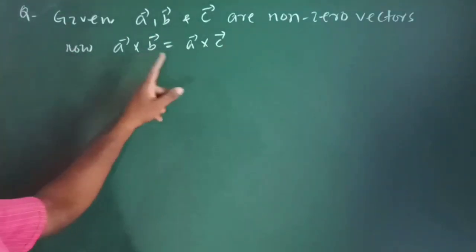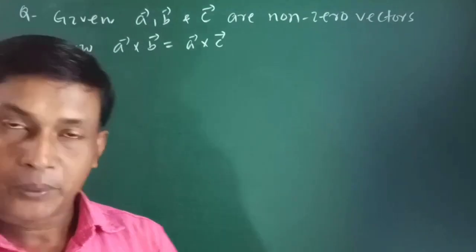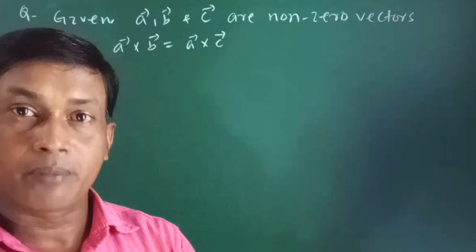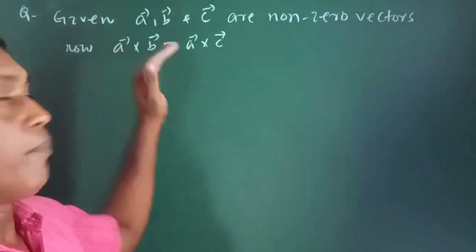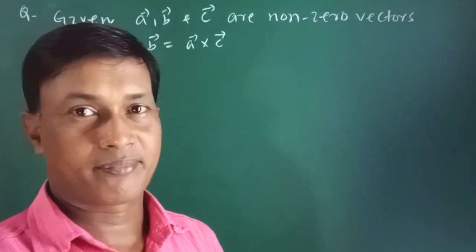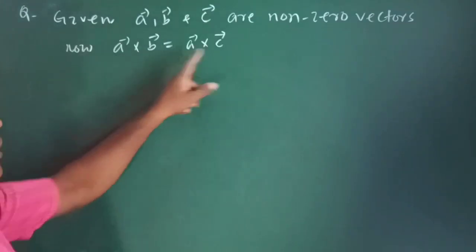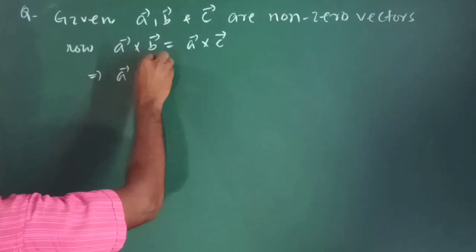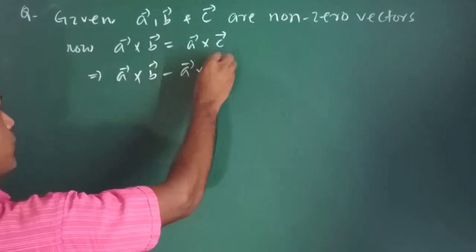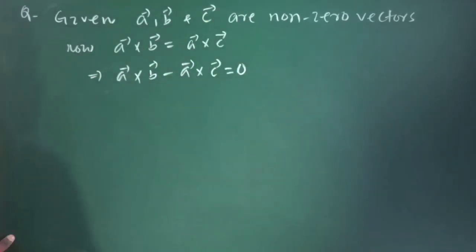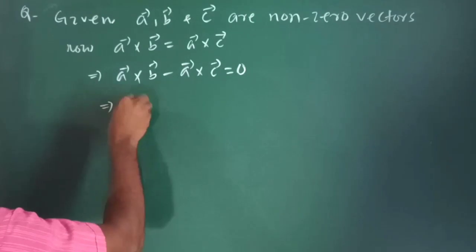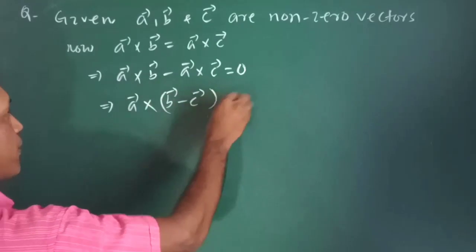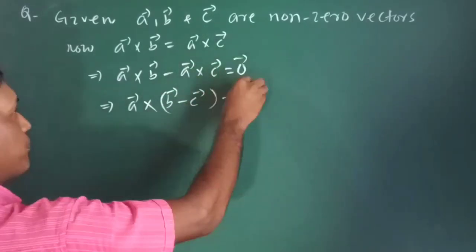Next question: three non-zero vectors are given, and they satisfy A cross B equals A cross C. The question is to find the possible relation among A, B and C. Look here. A cross B equals A cross C implies A cross B minus A cross C equals 0, which implies A cross (B vector minus C vector) equals 0 vector.